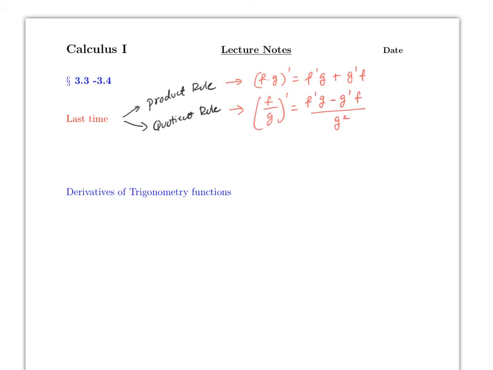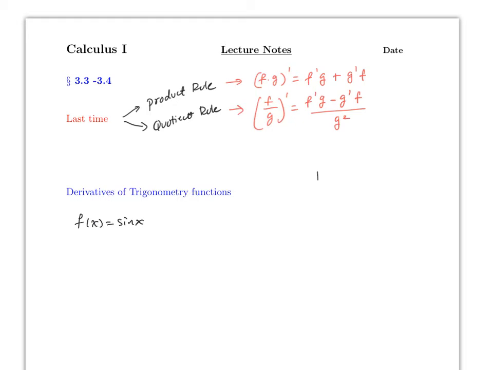All right, so after you complete this video, you should be able to take the derivative of pretty much almost any function. So here it is. The next thing is the derivative of trigonometric functions. We're going to start with the most basic one, which is sine of x.